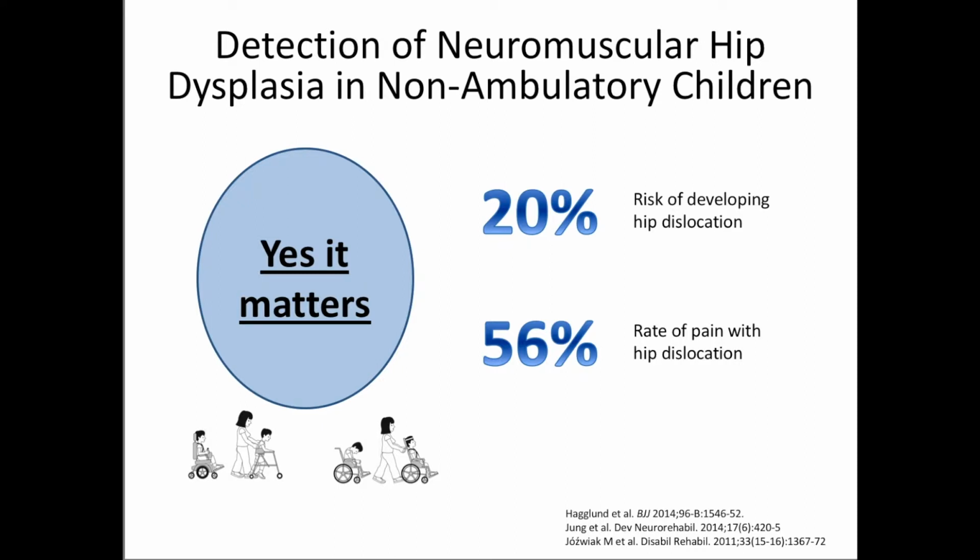Detection of neuromuscular hip dysplasia in non-ambulatory children is important because up to 20% of these children will develop a hip dislocation, and over half of these patients will have hip pain associated with that dislocation.